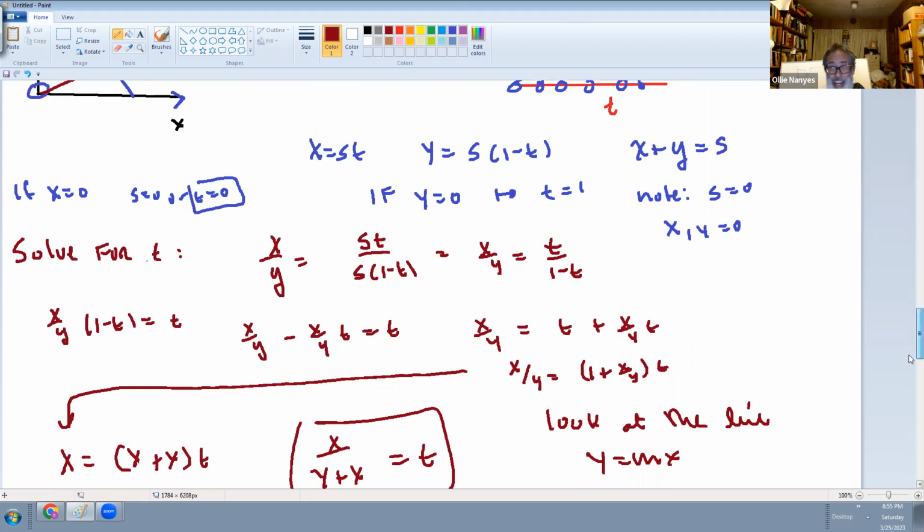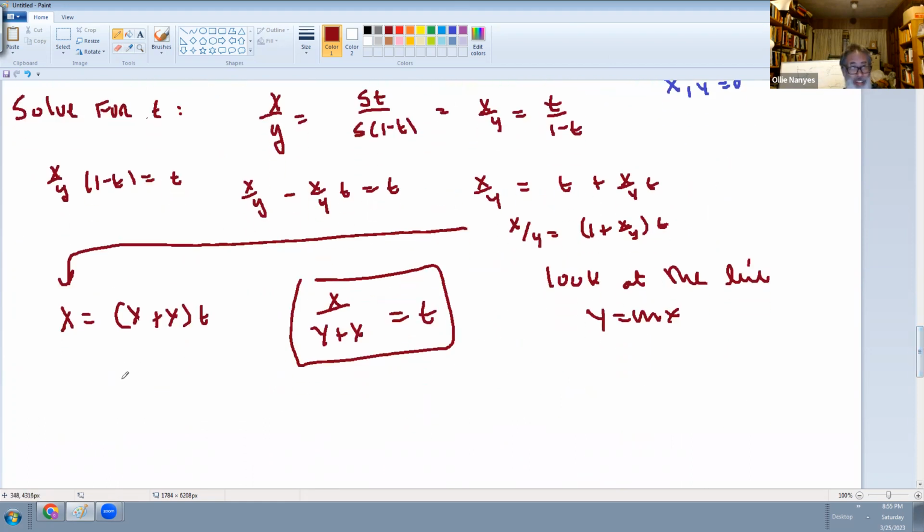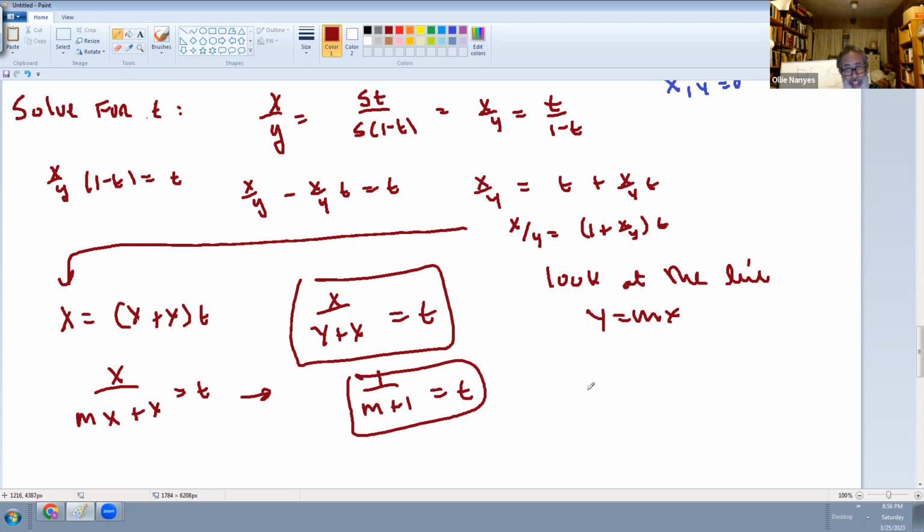Well, if you take that line through the origin, substitute this in, then cancel the x, and it goes to that. So like when m is 1, t is a half. When m is 0, t is 1, which is what we already know.